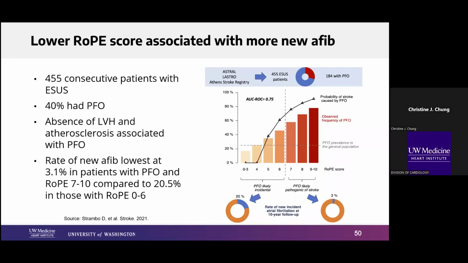So it does seem that the ROPE score is a useful risk stratification tool. And then in combination with anatomic features, the PASCAL classification, I do think has improved our ability to try to have these nuanced conversations with patients about what their personal benefit may be with undergoing a PFO closure.